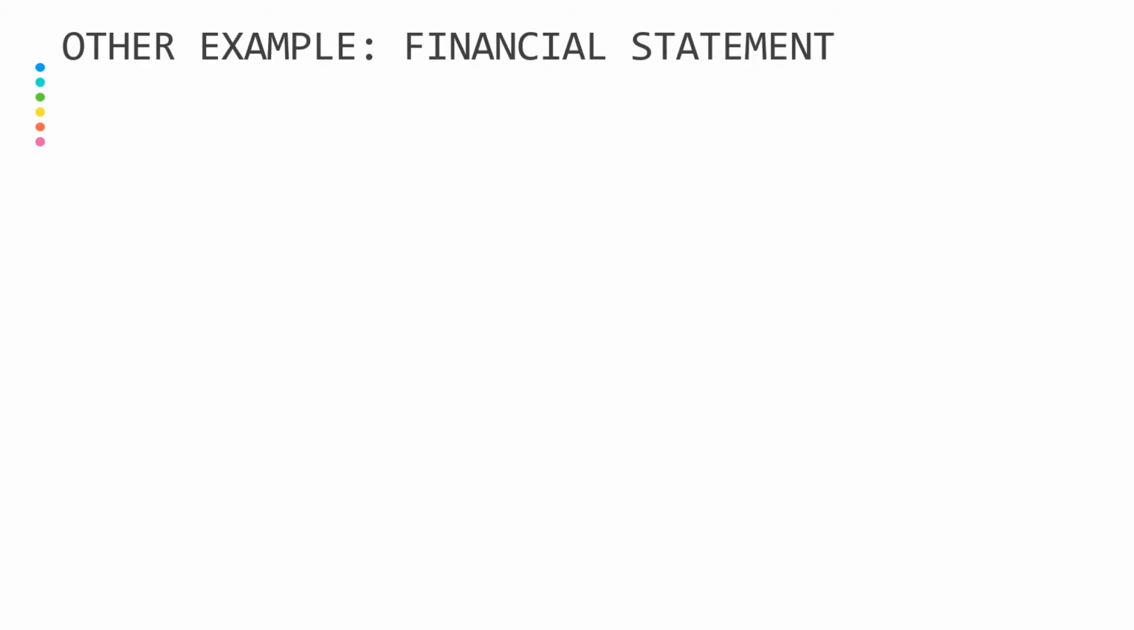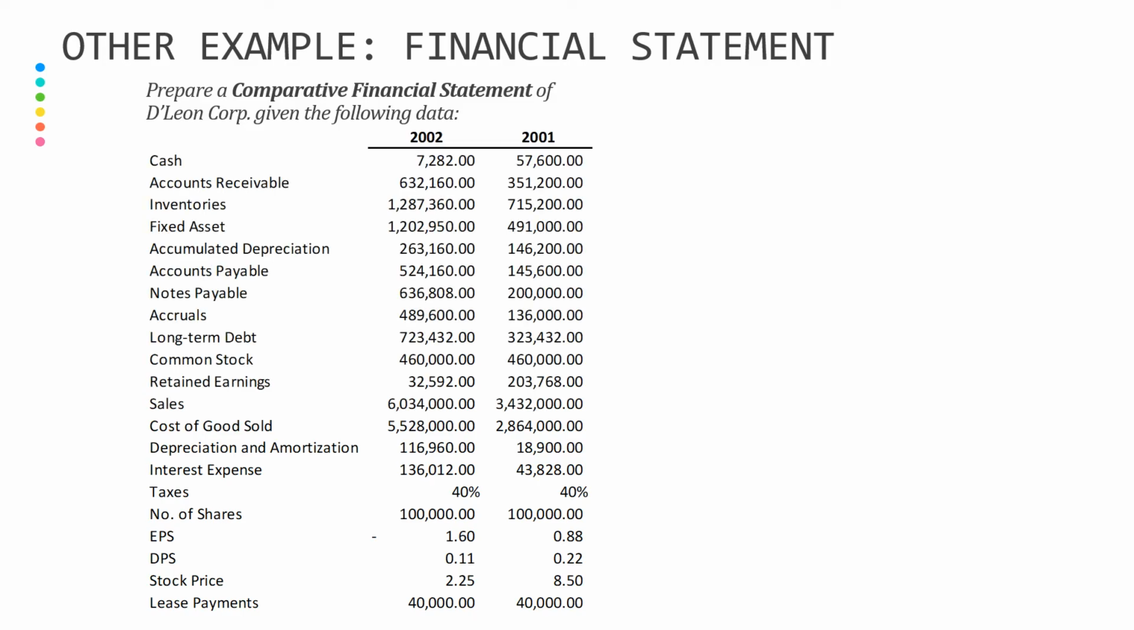Okay, so let's try another example of financial statement. Here, we're going to prepare a comparative financial statement of the Leon Corp given the following data. These are the data that we will be using for the preparation of the comparative financial statement. If we can observe here, there are 2 years, 2 dates, the year 2002 and 2001. Again, we are making a comparative financial statement. So basically, we will have at least 2 years when we prepare a comparative financial statement.